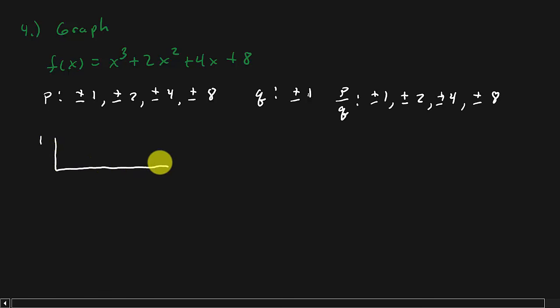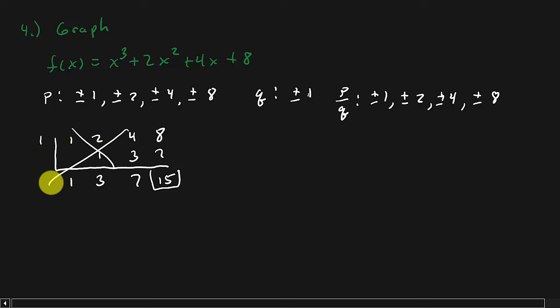All right. And then we got 1, 2, 4, 8. So the 1 comes down. 1 times 1 is 1. 2 plus 1 is 3. 1 times 3 is 3. 4 plus 3 is 7. 1 times 7 is 7. 8 plus 7 is 15. That's your remainder. So the 1 does not work.